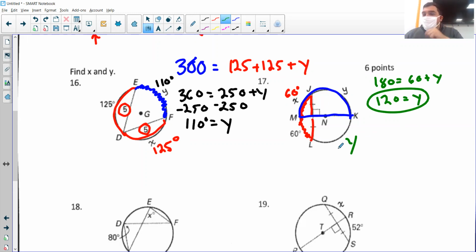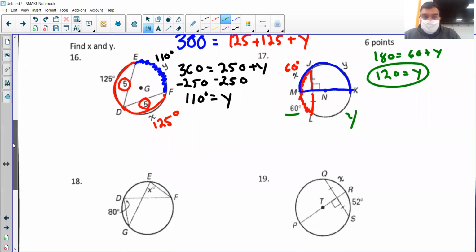Then what is X equal? X, no, it's 60 because it matches the 60 down here. Oh, so when you're asking for X and Y, we should write X equals 60. What do you think for? Yeah. 180. So one side of the half.